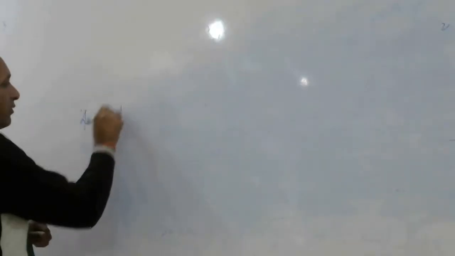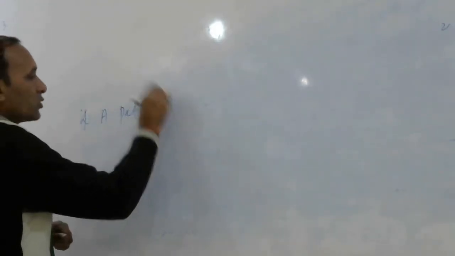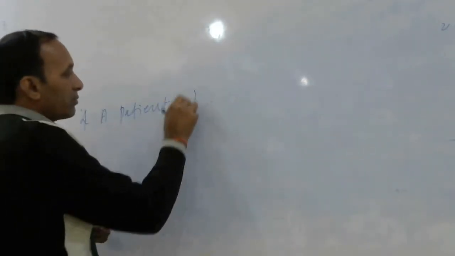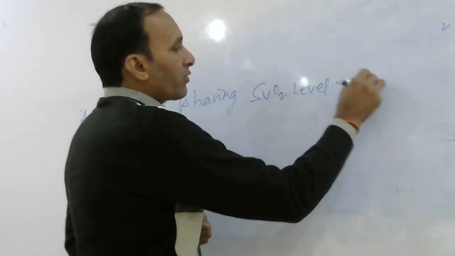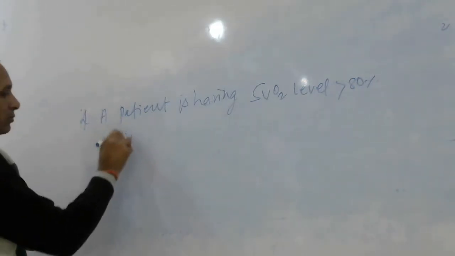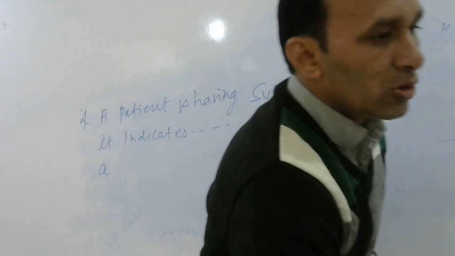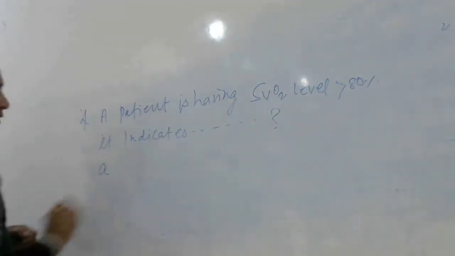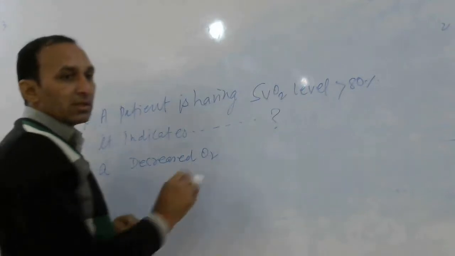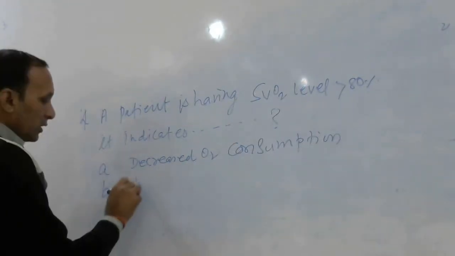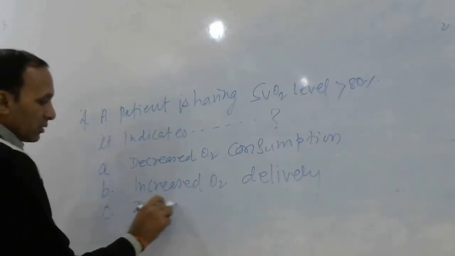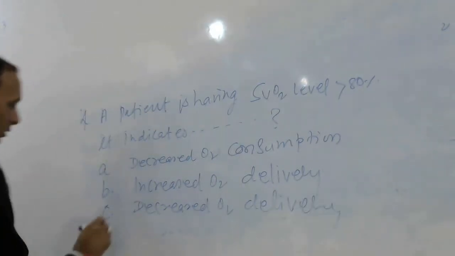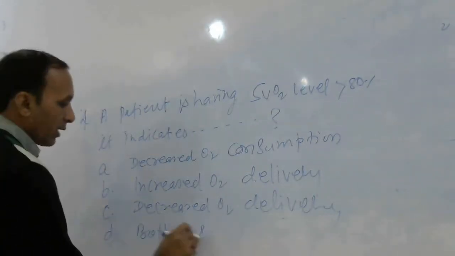Next question number 4. A patient, again an applied question. A patient is having SpO2 level greater than 80%. It indicates, fill in the blank. A option they have given decreased oxygen consumption. B option, increased oxygen delivery. C option, decreased oxygen delivery. And D option, both A and B.